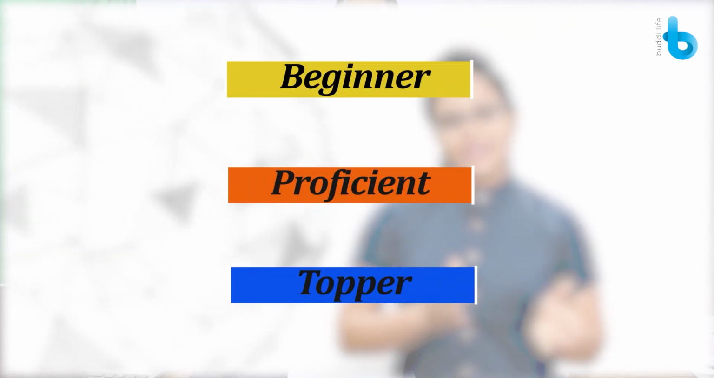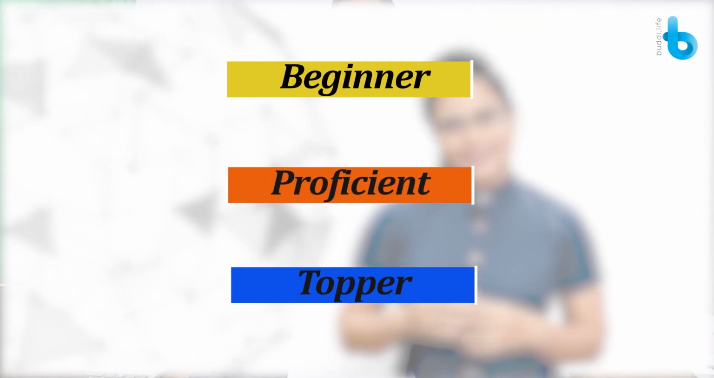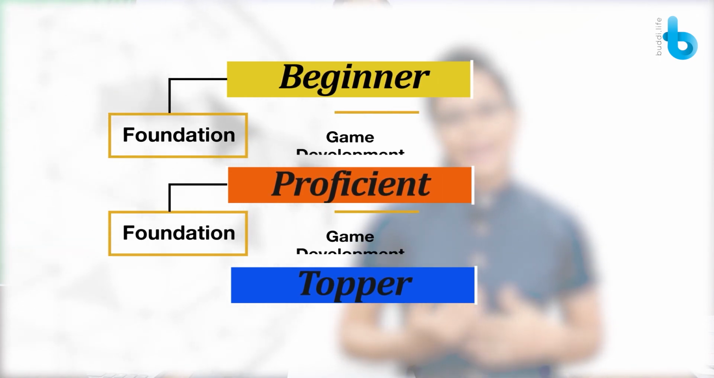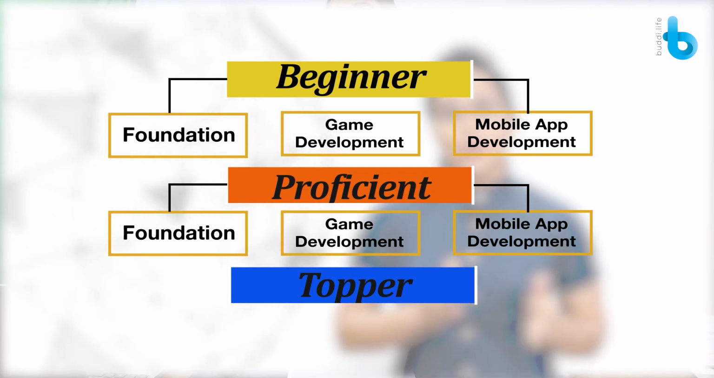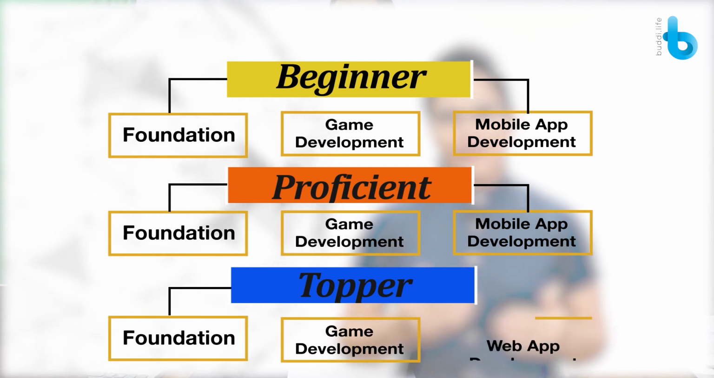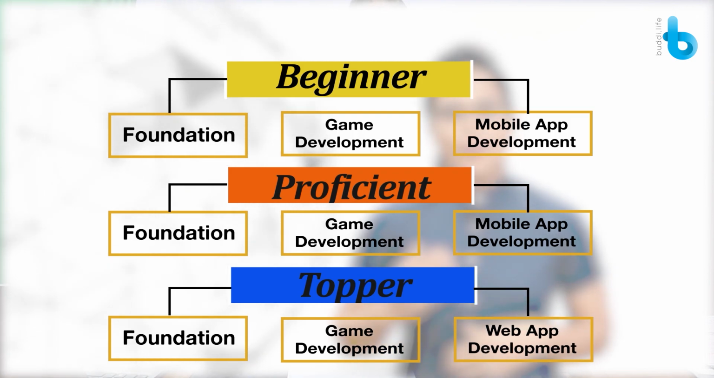In this video, we are going to see how coding classes are conducted at Buddi. How does Buddi teach? Buddi teaches coding using two methods, block-based learning and text-based learning. Buddi has structured this course into three levels: beginner, proficient and topper. Beginner and proficient is further categorized into foundation, game development and mobile application development. Topper is further categorized into foundation, game development and web application development.